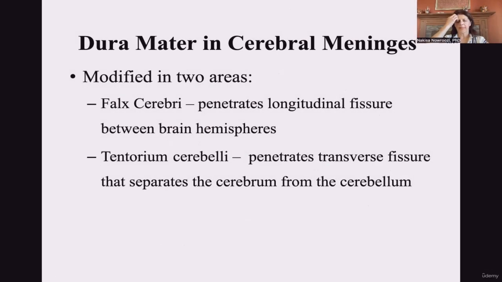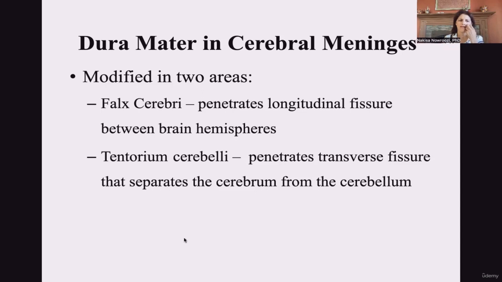Dura mater, this one I have to explain more about: these cerebral meninges. These are protective layers that cover the brain and the spinal cord. And in the brain, in the cerebral meninges, this protective layer gives more modification in two areas.